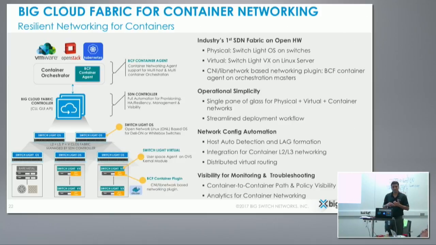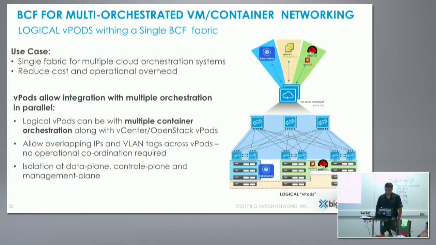The benefits are a single pane of glass, fabric config automation, and visibility of the container networking in general. In the interest of time, I'm skipping some of the material and going directly into the demo, as we have only 20 minutes. Again, the vPod concept applies here as well. You can deploy this Kubernetes cluster as part of an existing Big Cloud Fabric alongside a vCenter virtual pod or OpenStack virtual pod. Essentially, the virtual pod provides the benefit of reusing your IPs and VLANs in the given Big Cloud Fabric.